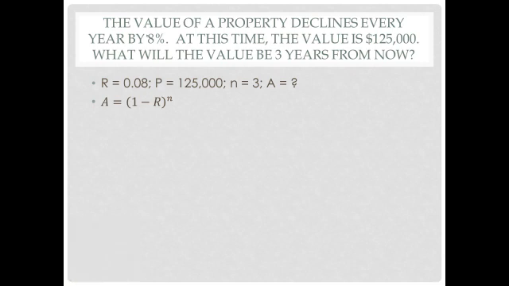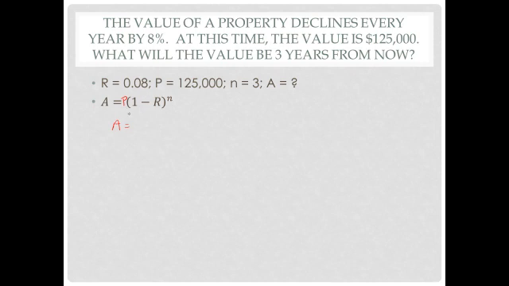Okay, so the value of a property declines every year by 8%. At this time, the value is $125,000. What will the value be 3 years from now? So the property is going to depreciate every year over 3 years. So let's look and see what the value will be after 3 years if it depreciates at the rate of 8% each year.